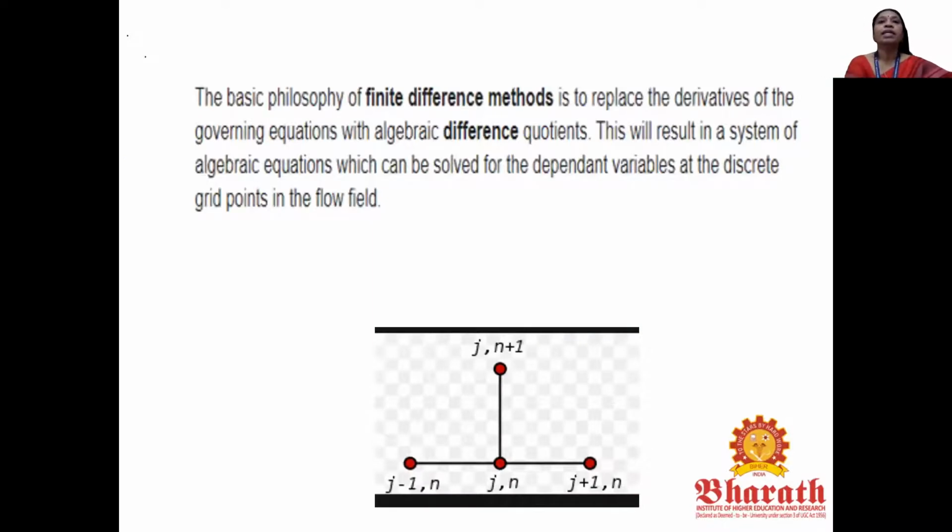So the basic philosophy of finite difference method is to replace the derivatives of the governing equations with algebraic difference quotients. So this will result in a system of algebraic equations which can be solved for the dependent variables at the discrete grid points in the flow field.